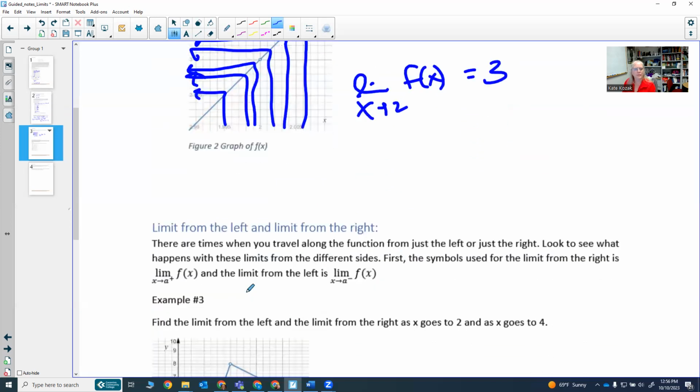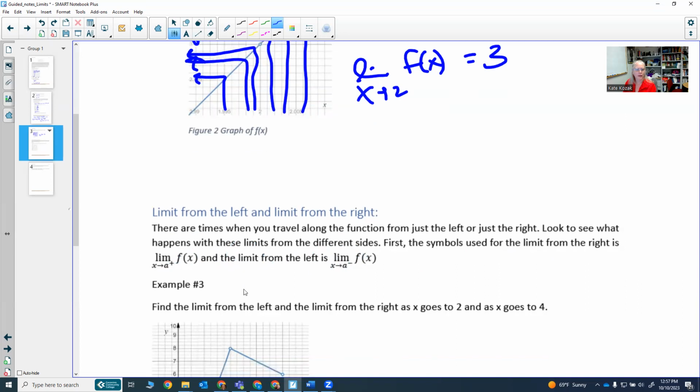Another concept is the limits from the left and the limits from the right. There are times when you travel along the function from just the left or just the right. Look to see what happens with these limits for the different sides. First, the symbol used for the limit from the right is the limit as x goes to a with a plus sign of f of x. And the limit from the left is the limit as x goes to a with a little minus sign above the a of f of x.